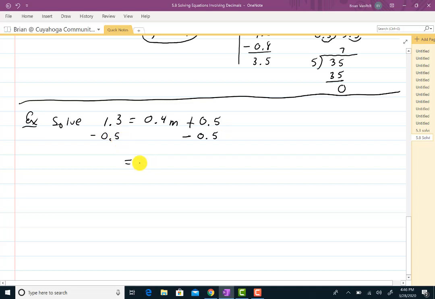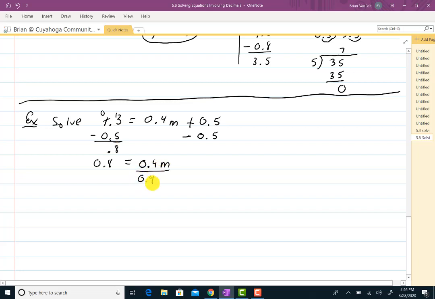Now, I don't need to go off to the side to do this one. The numbers are lined up right there. I know that I'm taking a positive minus another positive. Since 1.3 is the bigger number, my answer will be positive. To do this, what I'll need to do is borrow from the 1, and I'll get 0.8 equals 0.4m.